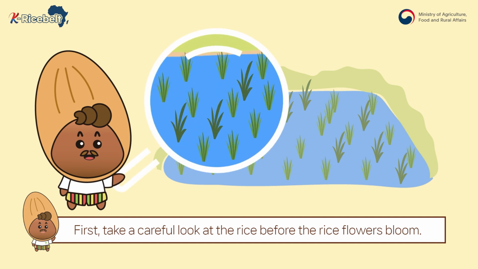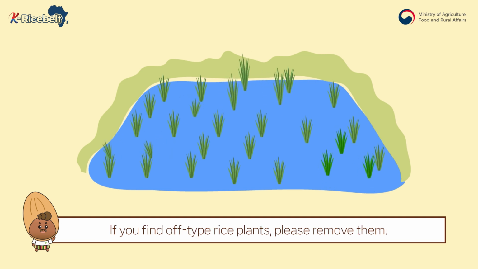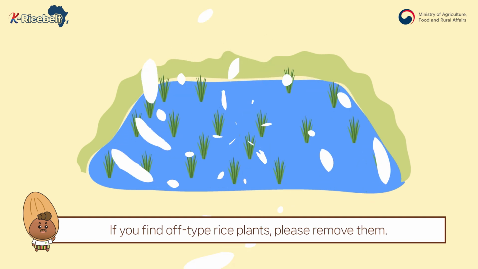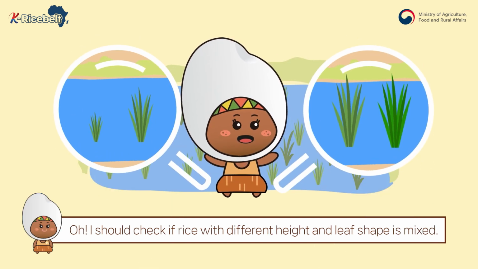First, take a careful look at the rice before the rice flowers bloom. Off-types may be taller or shorter, and may have different leaf shapes. If you find off-type rice plants, please remove them. Oh, I should check if rice with different height and leaf shape is mixed.